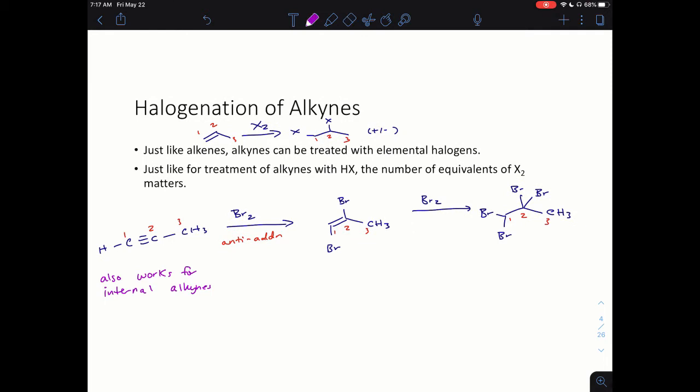I have shown here a terminal alkyne undergoing this reaction, but it works just as well for internal alkynes. Doesn't matter if they're symmetric or asymmetric, since you're adding the same atom across both carbons, it works just fine for internal alkynes, symmetric or asymmetric.